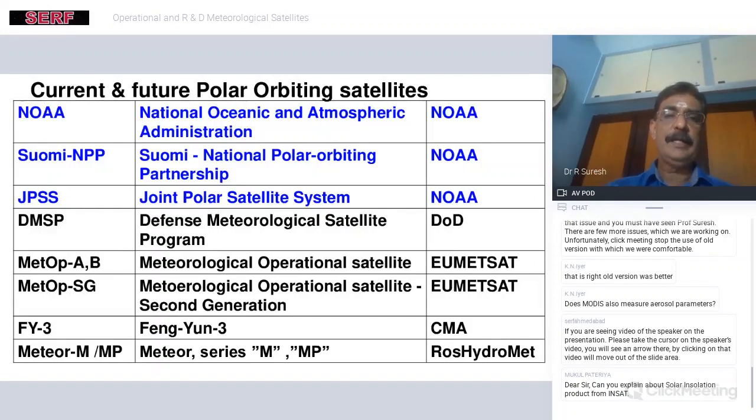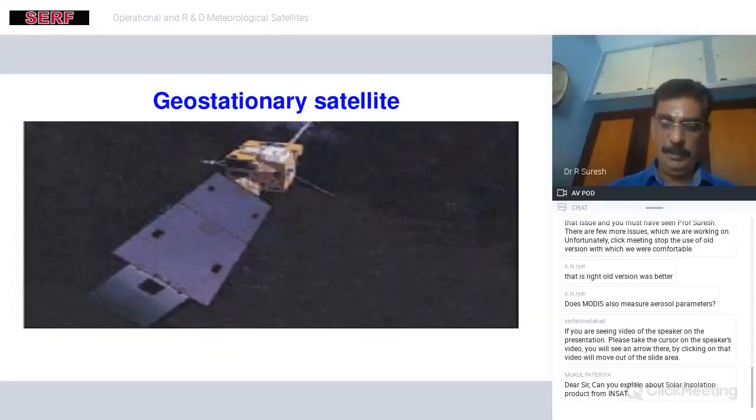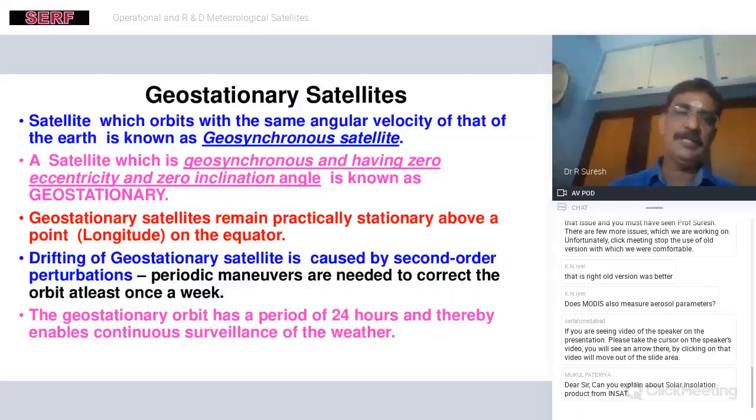So the current, with this, probably I am ending up the polar orbiting, then I will take over to geostationary. These are all the agencies, and these are all the satellite lines that have been put over in this table. I need not explain, it is viewable. Now I am taking you to a geostationary satellite.